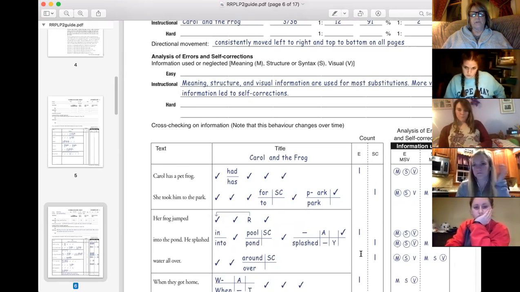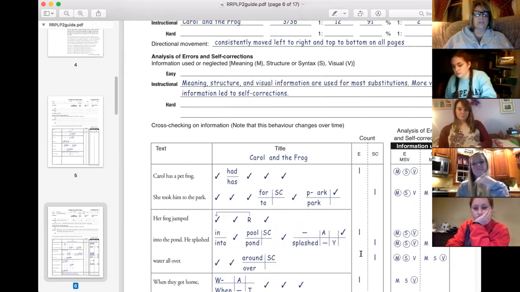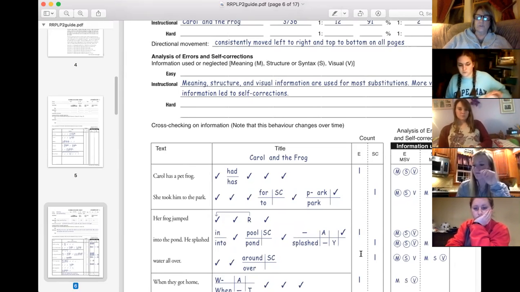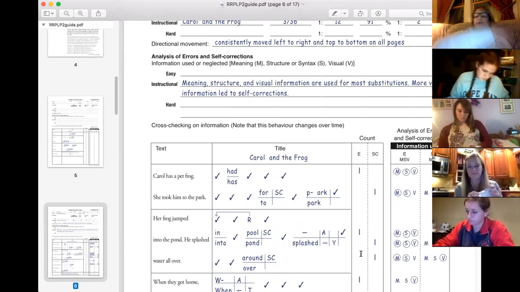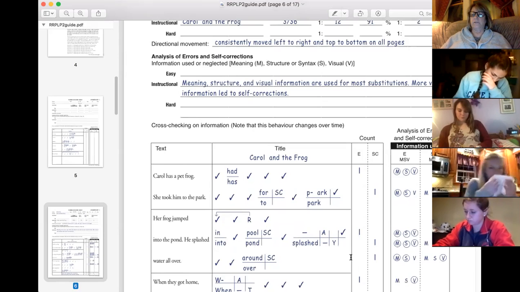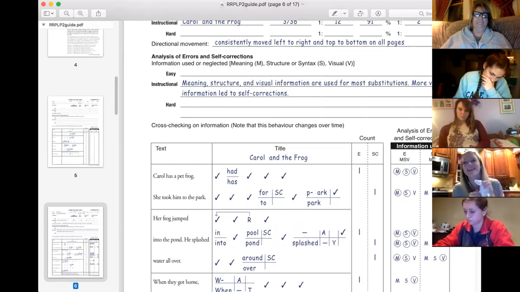So your paper is going to be talking about all the things the child did well. Look at, most of the time he uses meaning and structure on his error. And most of the time when he doesn't use visual at the error level, he fixes it with visual. Very interesting kid.